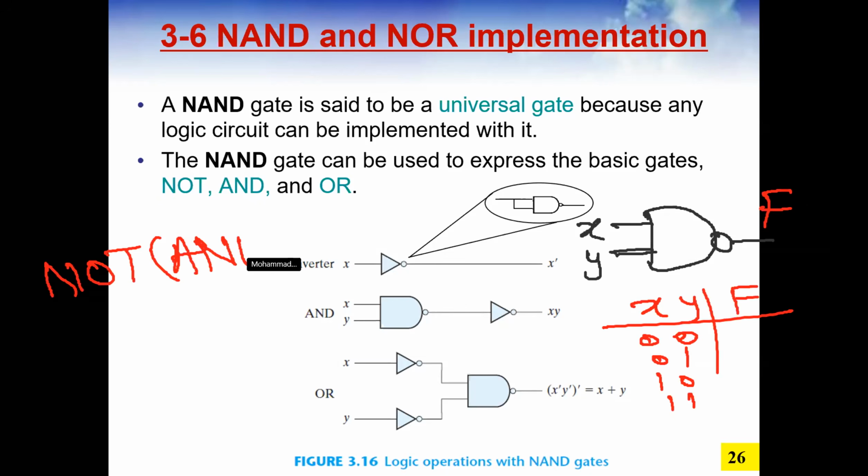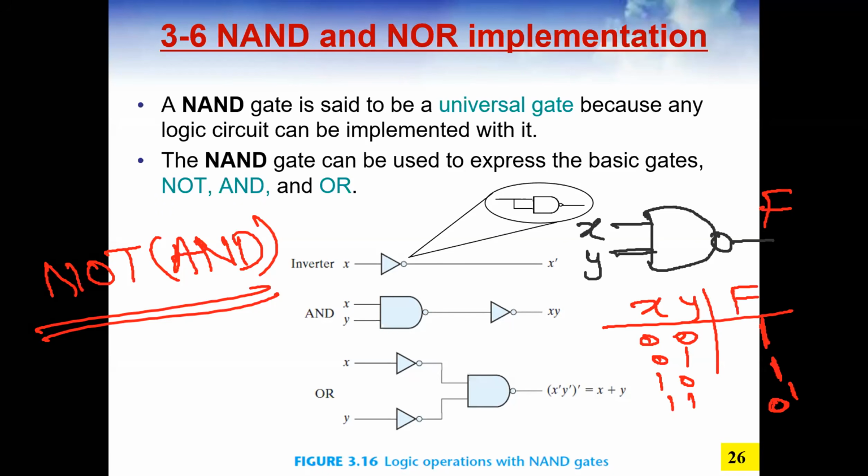Not AND. So 0, 0 is basically 0, because the AND operation is like a multiplication. 0 multiplied by 0 is 0, and because of the complement it is going to be 1, and the next one is going to be 1, the next is going to be 1, and the last one is going to be 0 only. This is the NAND gate.